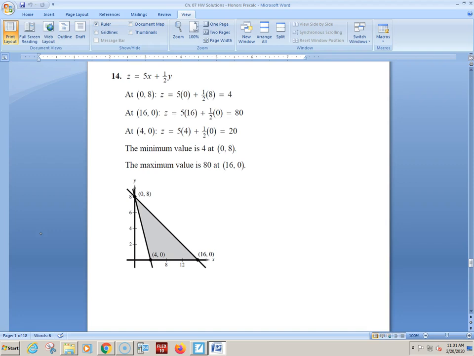Wouldn't number 14 have been even easier if the picture, think about the test tomorrow, think about a hint I already gave. Wouldn't number 14 be even easier if the picture was already there for you? Because wouldn't you be able to say, oh, boom, boom, boom, plug it in, lowest, highest?